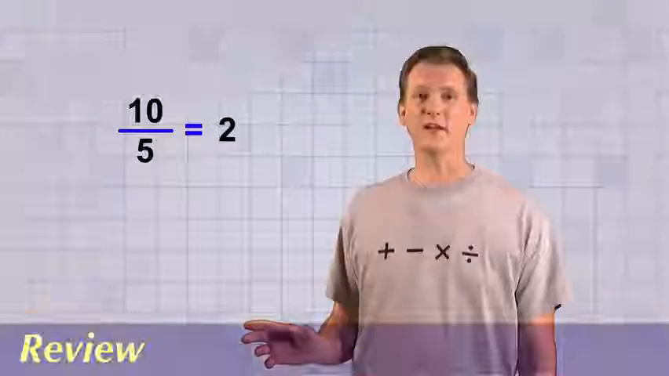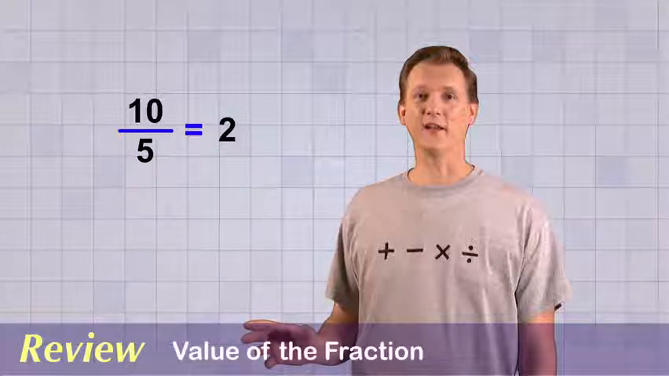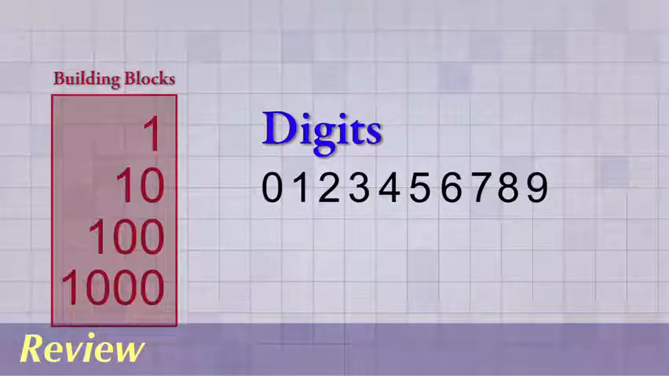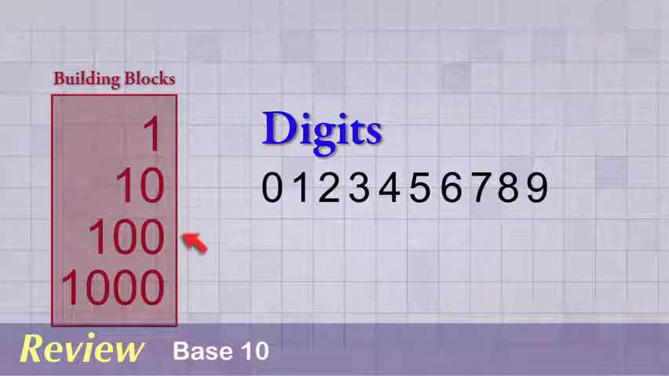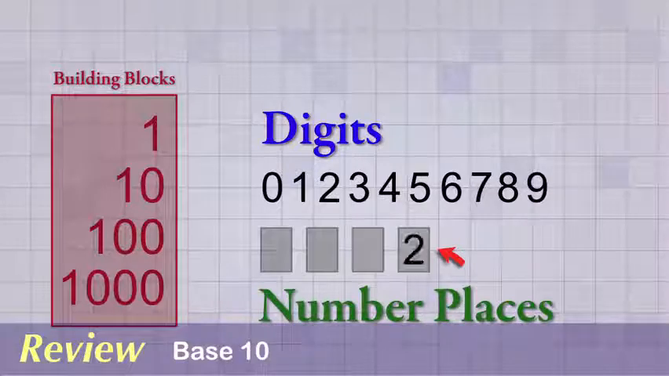But before that, let's do a quick review. If we take a fraction and do the division, we'll get an answer. And that answer is called the value of the fraction. Our number system is called base 10. It uses powers of 10 as building blocks for counting, as well as 10 different digits. Number places are like counters that hold one digit at a time and help us count how many of each base 10 building block a number is made of.